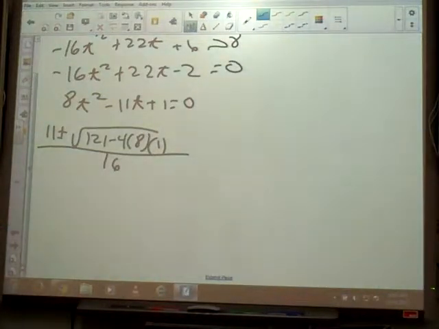121 minus 32. That didn't get me a perfect square, but it told me on this that I'm doing time and I'm rounding to the nearest thousandth, so it was okay to go ahead. The square root of 89 is, to the nearest thousandth, 3 numbers after the decimal, 9.434.